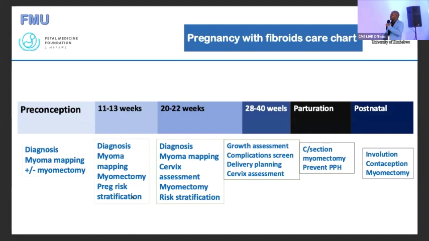So there's the issue of myomectomy at C-section. We're going to talk about this in a few slides. Postnatal, there is reduced or increased time to involution. So the uterus remains big for a longer time compared to the non-fibroid uterus.